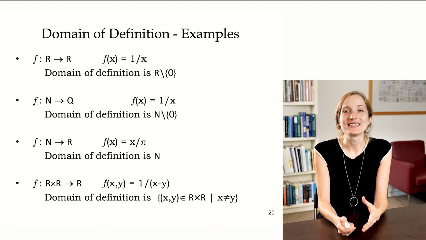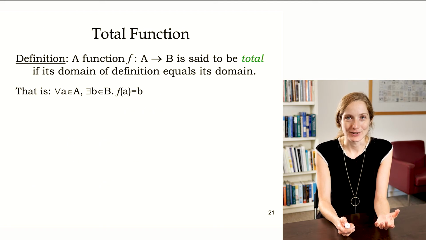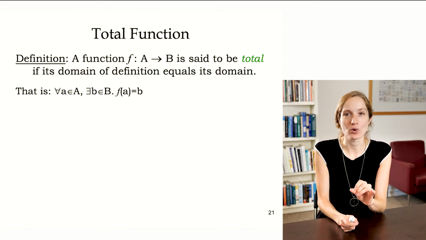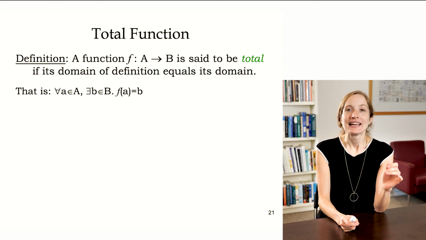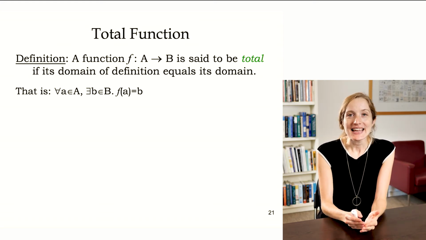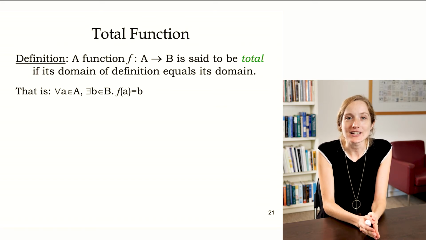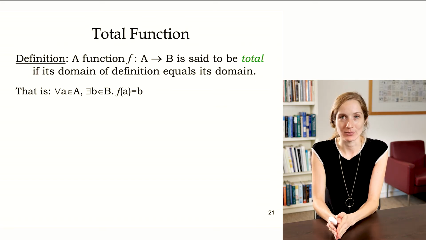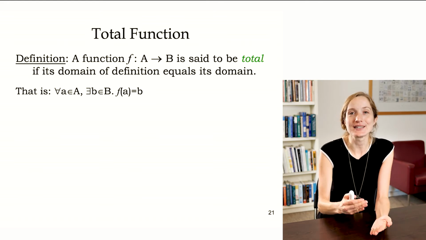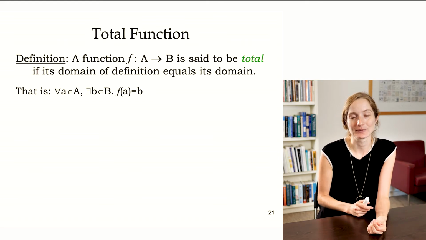Okay, so this was the domain of definition of a function. And now we're ready to define when a function is total. A function is a total function if its domain of definition is equal to its domain. That is, it's well defined on every single input value in the domain.